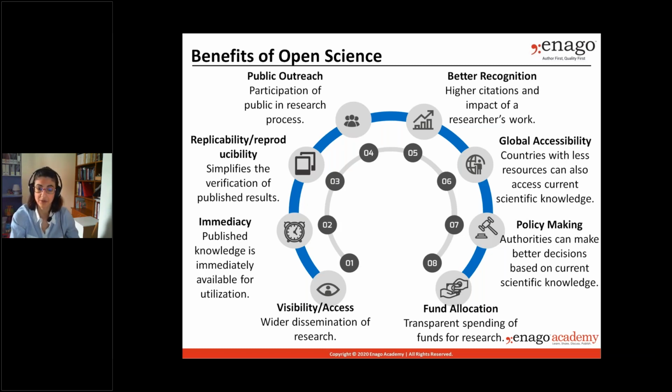Policy making because authorities can make better decisions based on current scientific knowledge. And best use of the funds available for research by transparent spending of funds and avoiding costs that would be indirect in the research world and would take away from the funds that are available for the hardcore, the core, if you want, of research advancement.